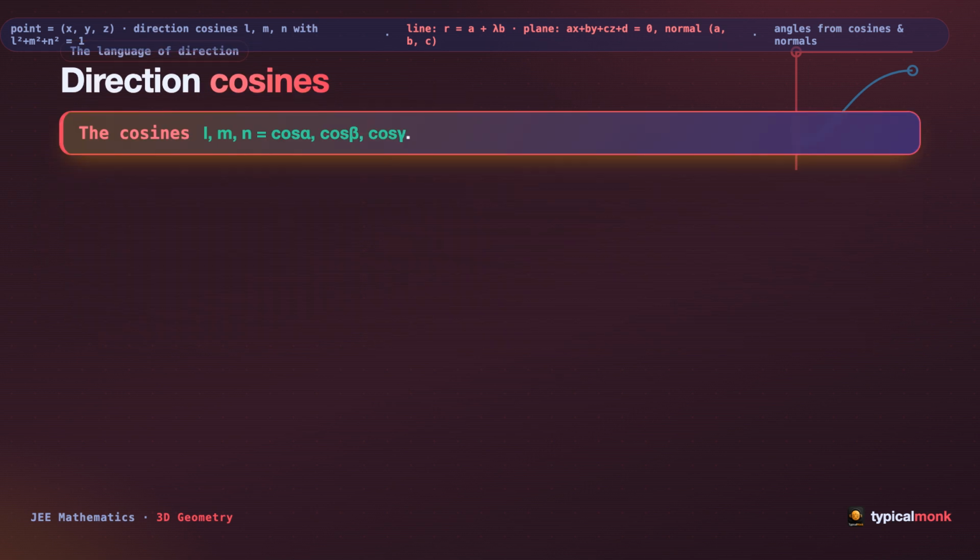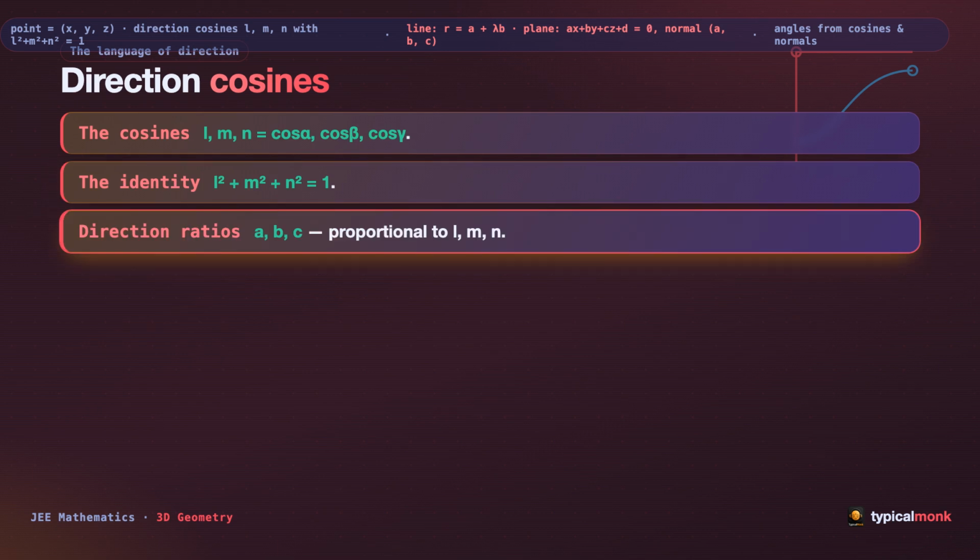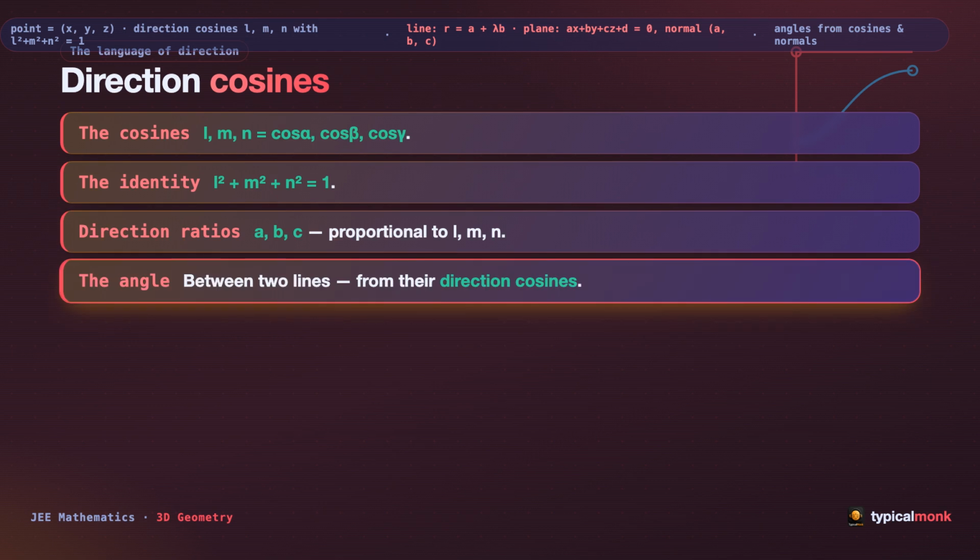Now, the direction cosines in full. The cosines, l, m, n equal cosine alpha, cosine beta, cosine gamma. The identity, l squared plus m squared plus n squared equals 1. Direction ratios a, b, c proportional to l, m, and n. The angle between two lines is found from their direction cosines.